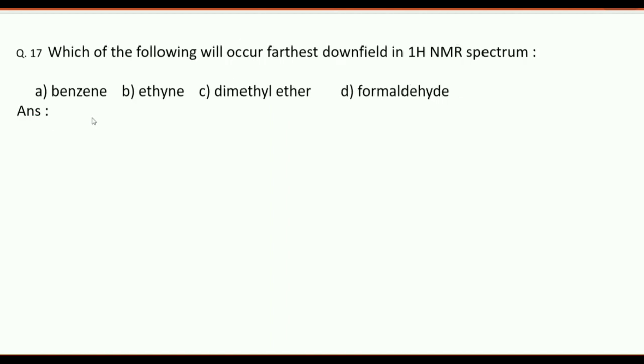17th question: which of the following will occur farthest downfield in 1H NMR spectrum? Benzene, ethane, dimethyl ether, formaldehyde. So what is downfield? Downfield means de-shielding. In NMR proton spectroscopy, when a compound is de-shielded, it is called downfield. Then what does de-shielding mean? Electron density will be lowered.